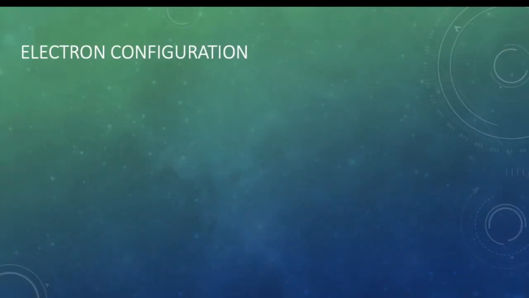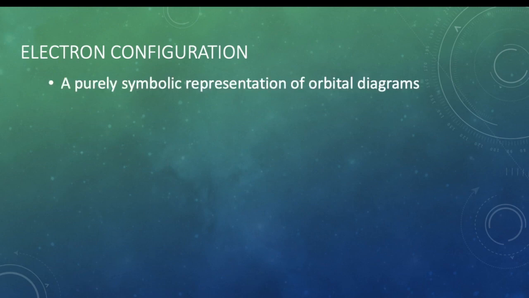Now that we've learned how to make orbital diagrams, let's talk about electron configuration. Orbital diagrams are really great because we get a visual of electrons in the orbitals that's still simplified. But sometimes we don't even need that level of detail. Sometimes we can just use a purely symbolic form. And that's what electron configuration is. It's taking orbital diagrams and representing all of their information with just symbols.